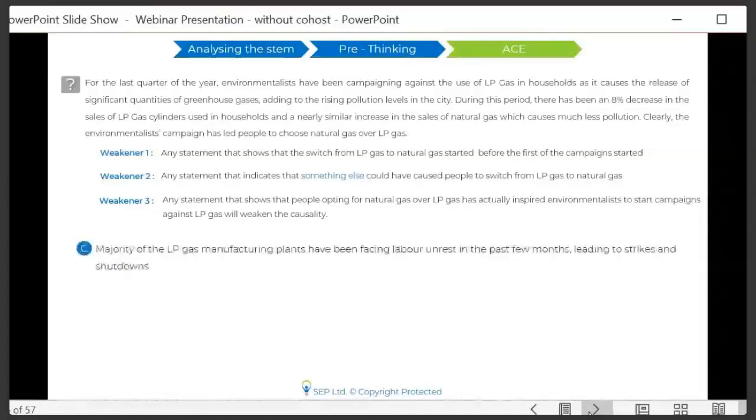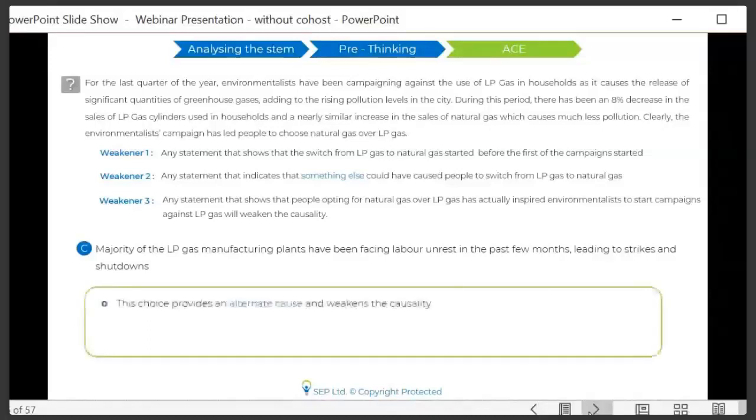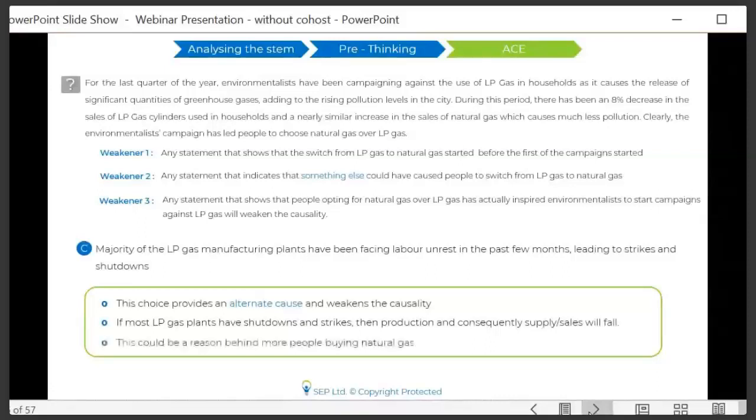Here is choice C. This choice provides an alternate cause. Let's see how. Majority of the LP gas manufacturing plants have been facing labor unrest in the past few months, leading to strikes and shutdowns. So the alternate cause here is along the lines of a weakener too, which says there's something else that caused the switch. So this choice tells us that if most LP gas plants have shutdowns and strikes, then production and consequently supply or sales will fall. So this could be a reason behind most people buying natural gas. Therefore, choice C is correct.